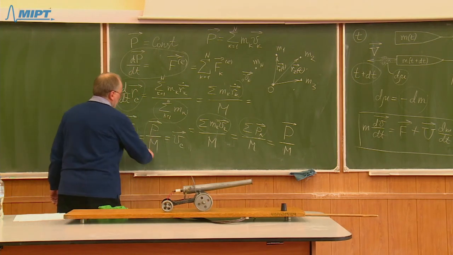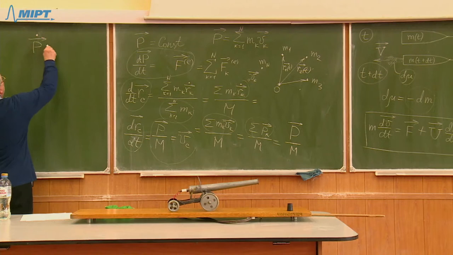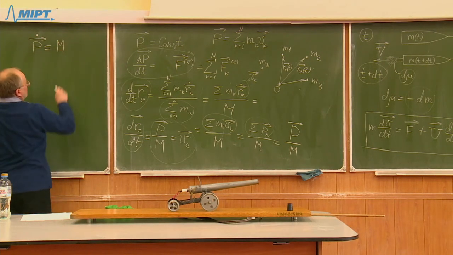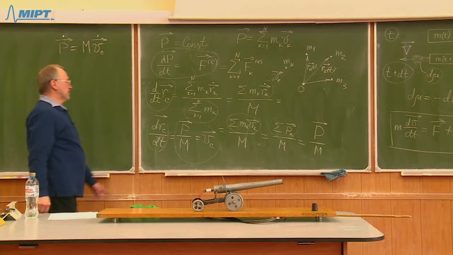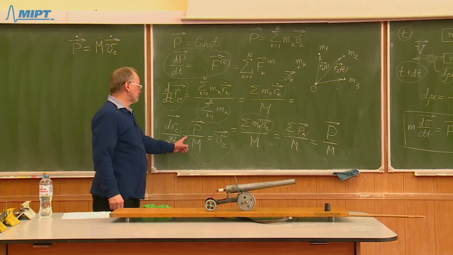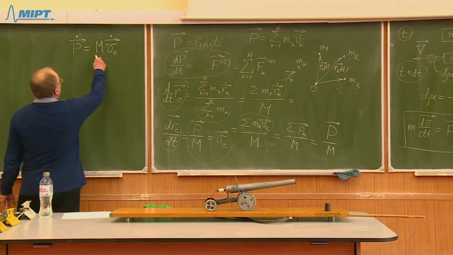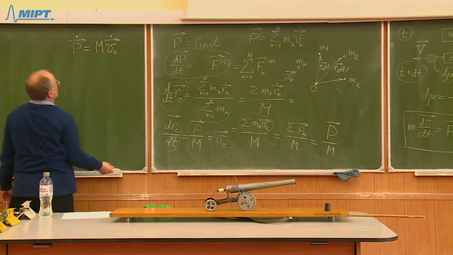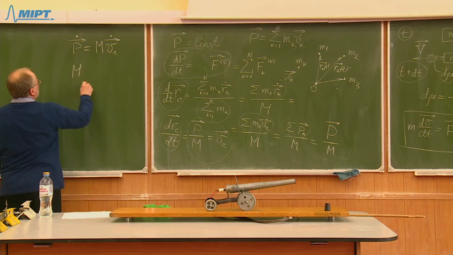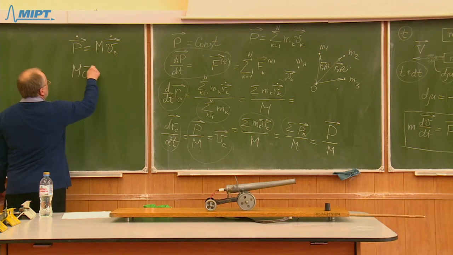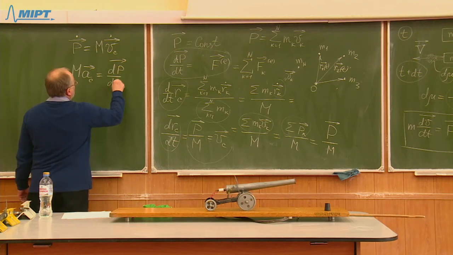And now, if we differentiate this equation with respect to time, we obtain p dot equals the total mass times the derivative of the velocity of the center of mass. I just differentiate this equation. What does it mean? Total mass times the rate of change of velocity. Rate of change of velocity, by definition, is the acceleration of this point. So we obtain that the total mass of the system of bodies times the acceleration vector of the center of mass equals the time derivative of the total momentum.